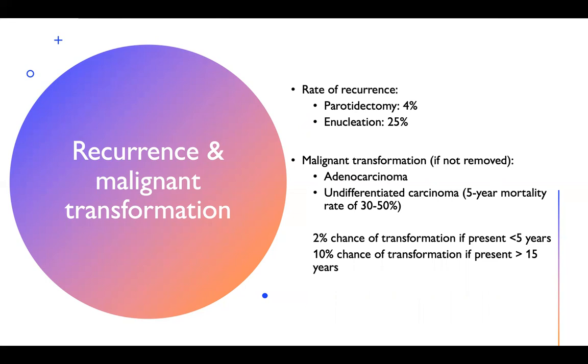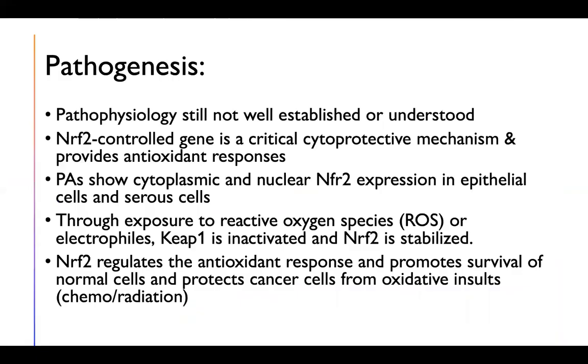So if you leave these pleomorphic adenomas in and you just wait and watch them over time, they can undergo malignant transformation into either an adenocarcinoma or some form of an undifferentiated carcinoma. So if you have the pleomorphic adenoma for less than 5 years, it's only about a 2% chance of transformation. But the longer you let it sit inside the patient's body, over 15 years, you just raise the risk of it transforming to some malignancy.